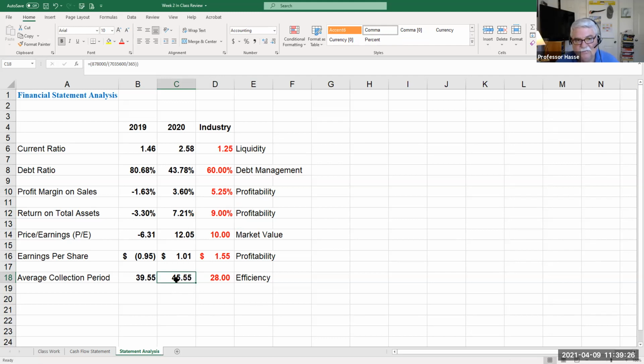So that's a financial statement analysis to complete our work in week number 2. And in our assignment, you're asked to find some of this information. To do that, let's take a look at our assignment number 1.